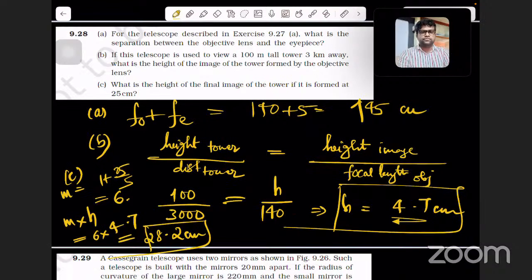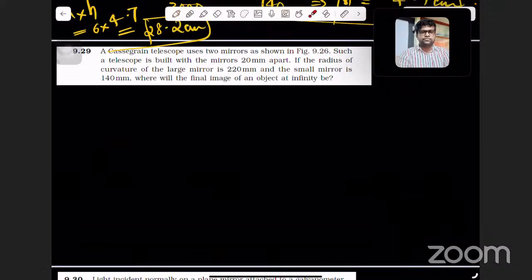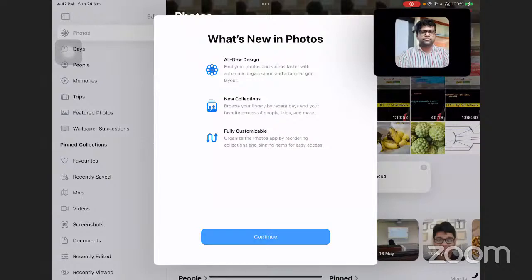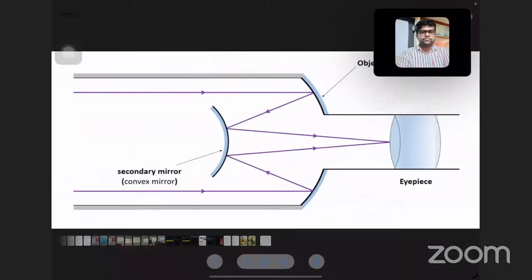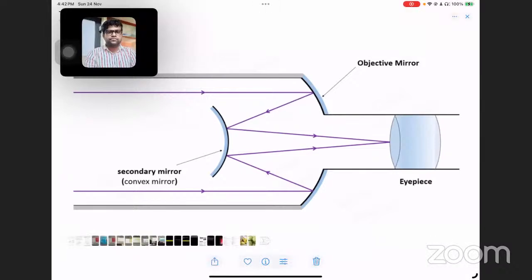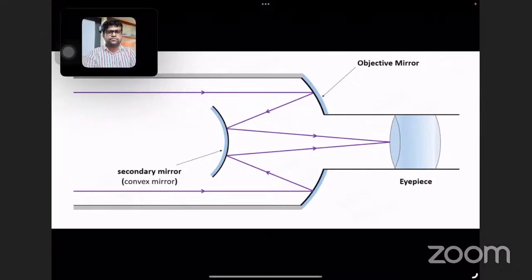Next question. Okay. A Cassegrain telescope uses two mirrors as shown in figure 9.26. It's actually given inside the chapter, the Cassegrain telescope image. This is actually what a Cassegrain telescope looks like. It has the objective mirror and a secondary mirror. The rays from infinity come into the objective mirror, are reflected onto the secondary convex mirror, and then come to the eyepiece. This is actually a Cassegrain mirror.